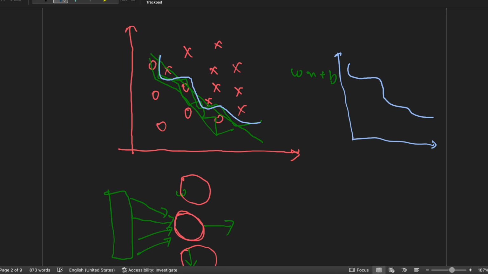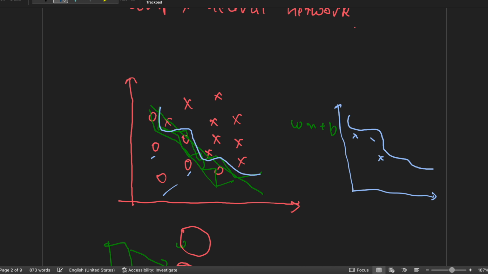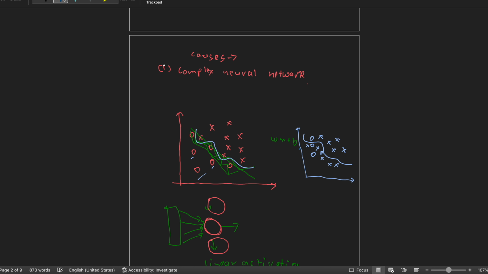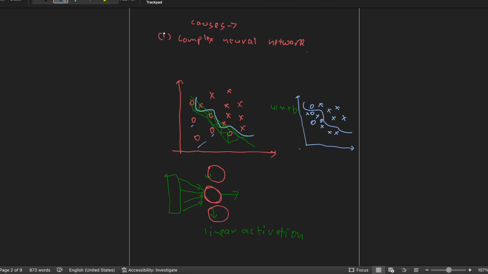And what if we are testing now? This is the training data set points, all these. And suppose that we have a testing data set point, and it came here. Is it classifying the testing dataset points correctly? No, it is not classifying correctly, because it has learned the training data too much. It just learned the training data and it is not doing any good for us. So this is why overfitting takes place, and the major cause of overfitting is the complexity of our neural network.